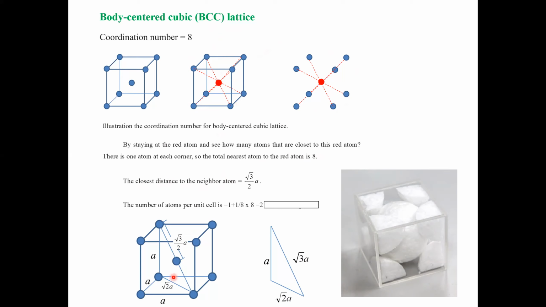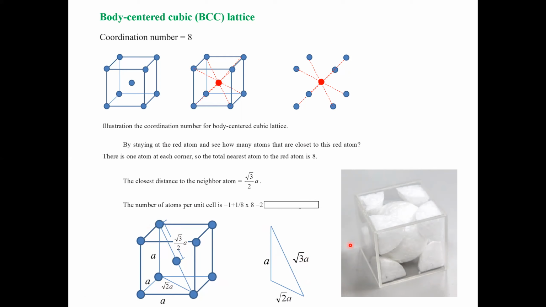How about the closest distance to the neighbor atom? We sit here. You have to review the Pythagorean theorem. This length is a, this is a, and right here the face diagonal is square root of 2 times a. From the body diagonal here, it's going to be square root of 3 times a, but half of it, divided by 2. So the closest distance is square root of 3 a divided by 2.